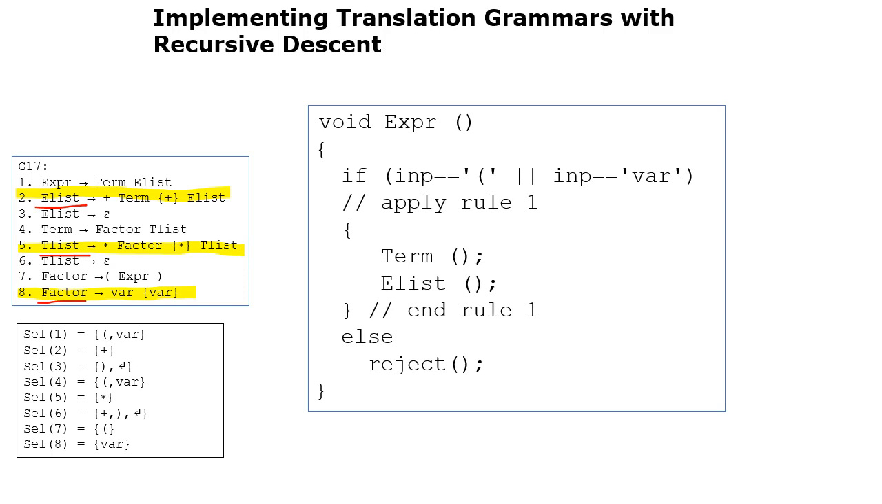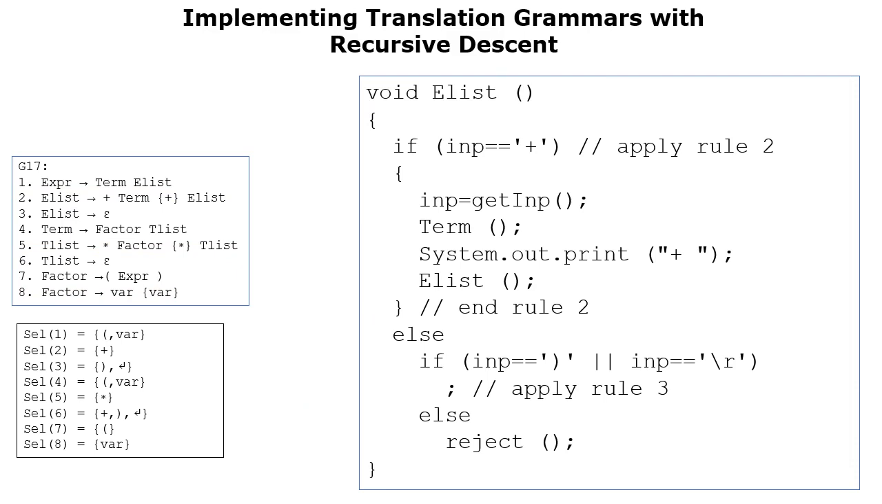Okay, so this is the method for non-terminal expression, which is exactly the same as in LL1 grammar. Now let's take a look at the next method. This is method elist, and just like we established in the previous slide, we have an action symbol for rule 2, which is derived from non-terminal elist. So let's take a look at how we write the recursive descent parser for method elist, especially when applying rule number 2. Okay, so first we check if the current input is in our selection set.